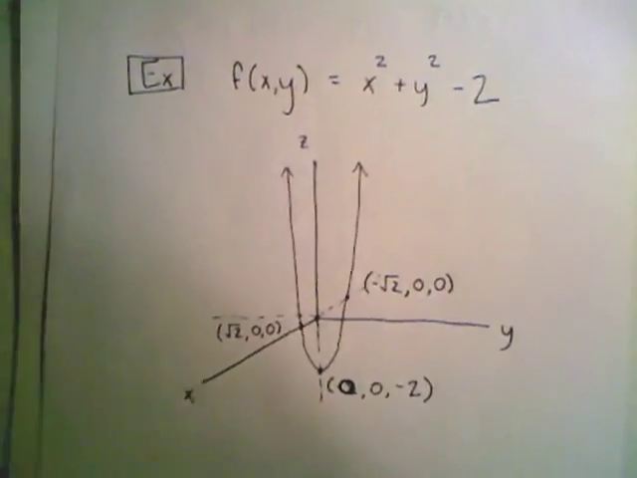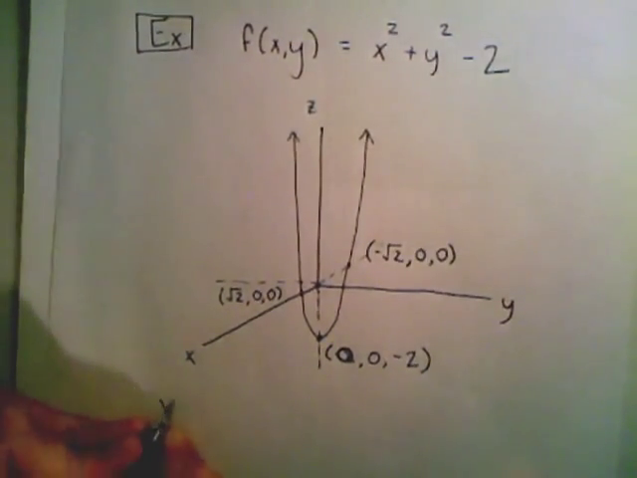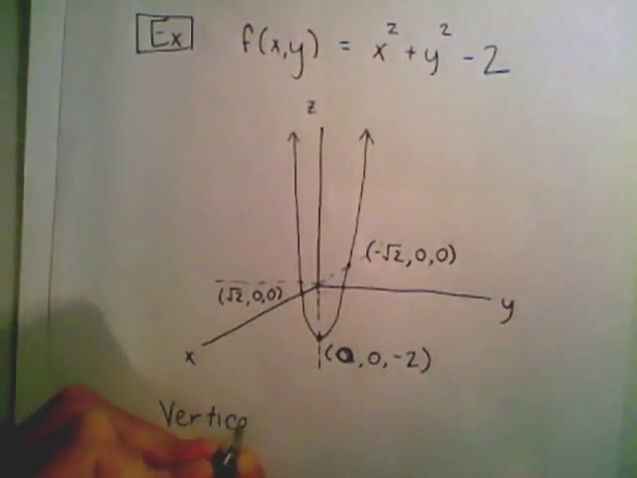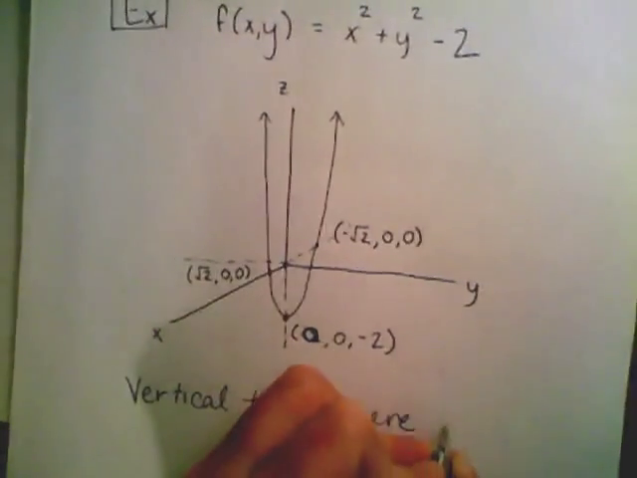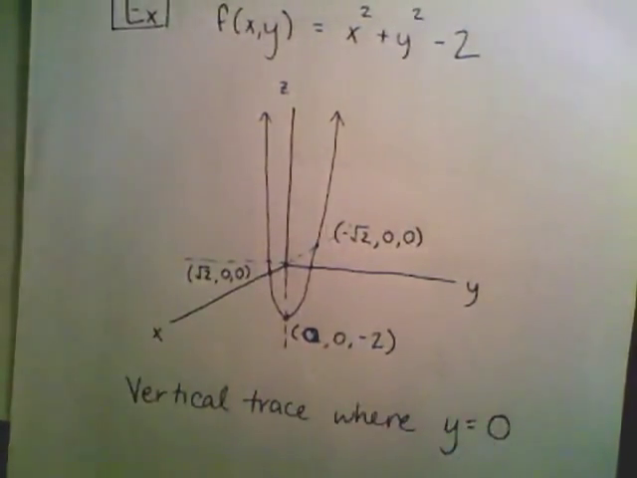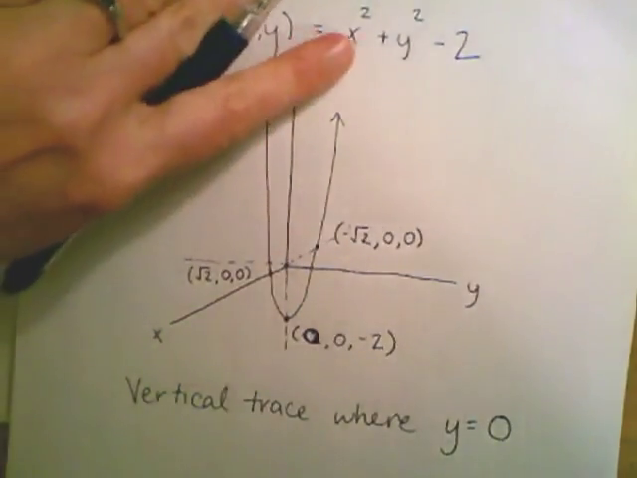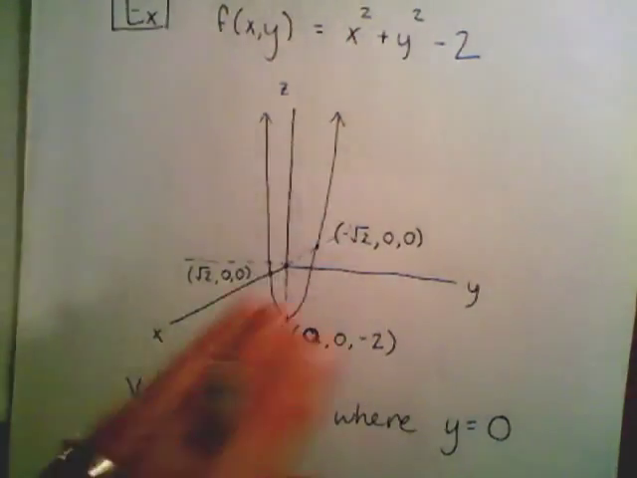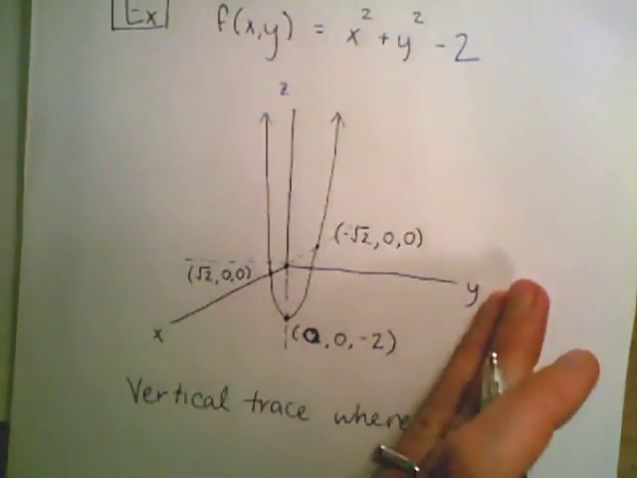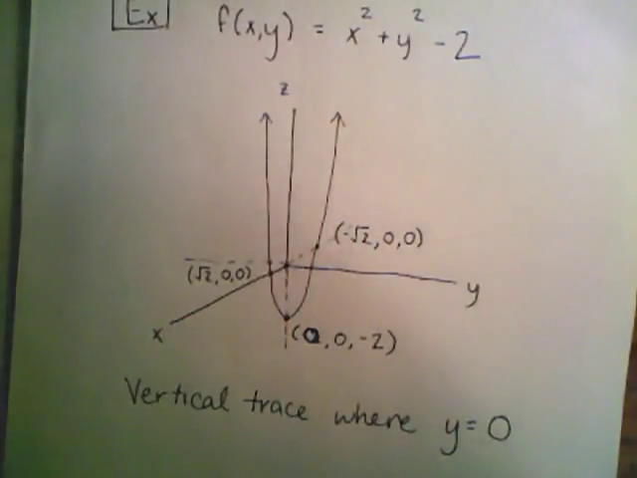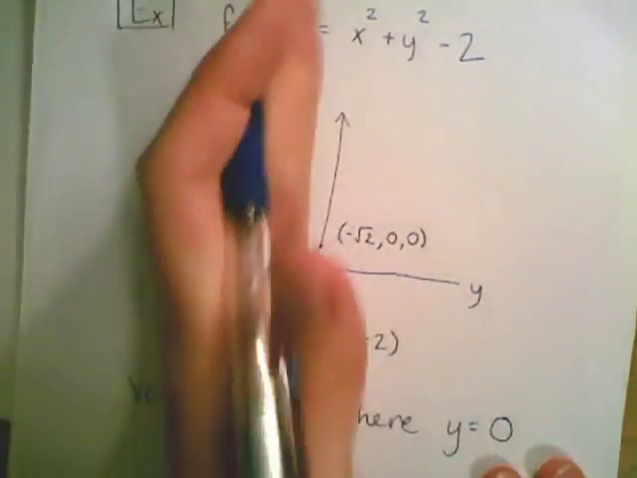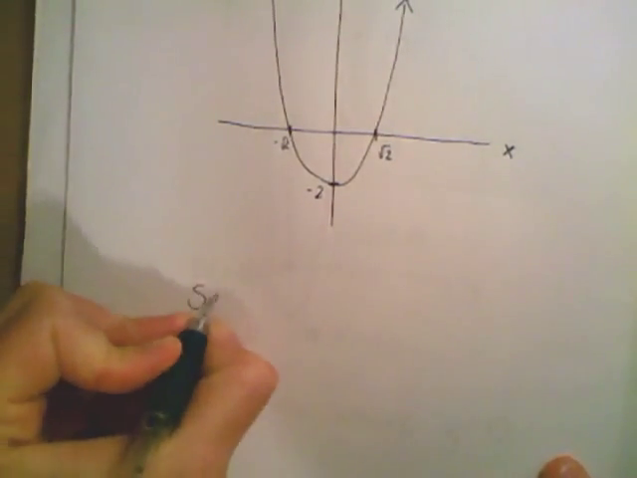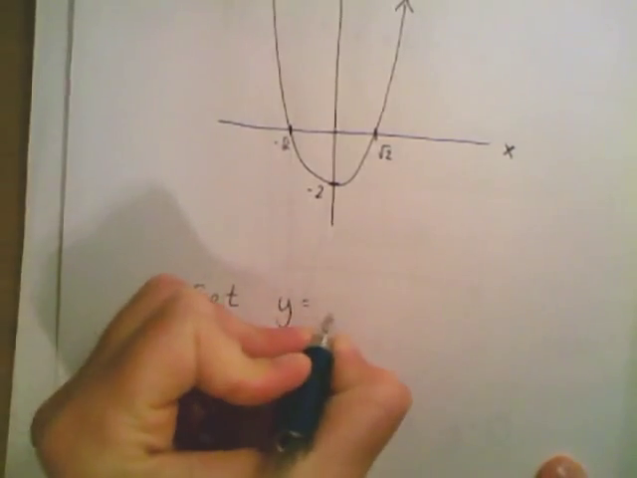So this graph of a parabola has a very special name. We're going to call this a vertical trace where y equals 0. It's because we're looking at a vertical slice of our three-dimensional function. It's the slice where y equals 0. And if we did an infinite number of slices, a slice for each of the y values, you could see that it would trace out the entire function. We're just going to do one more slice.